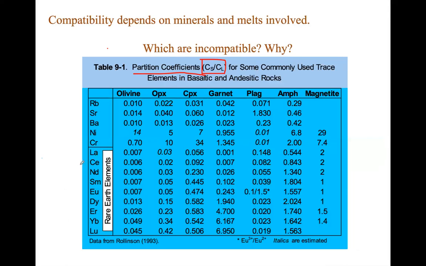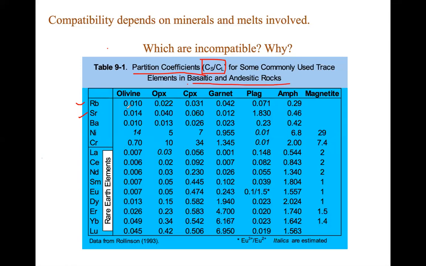If you want to find partition coefficients for each element listed here, the melt composition is also important, because not for all melt compositions do these partition coefficients behave similarly. It's different even for the same elements and same phase. The partition coefficients vary depending on the melt composition. So for basaltic and andesitic rocks, you can take this table as partition coefficients.